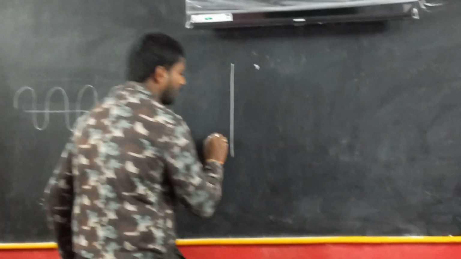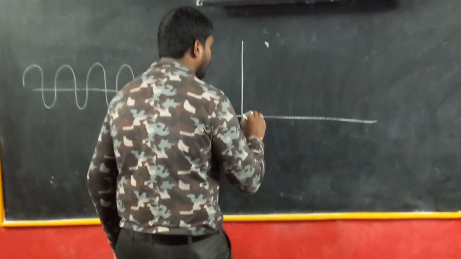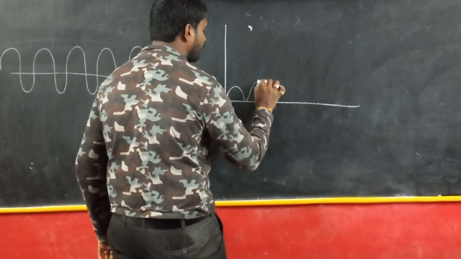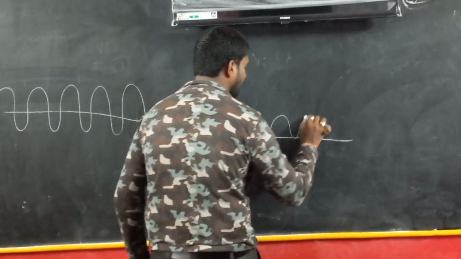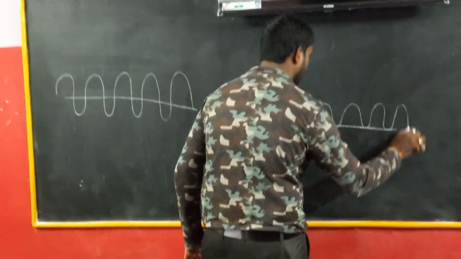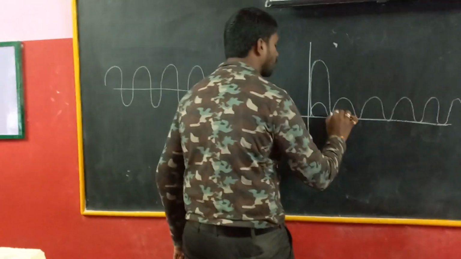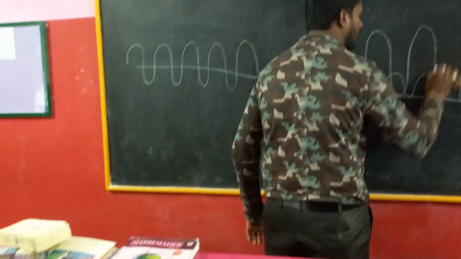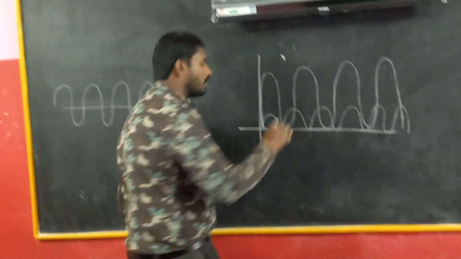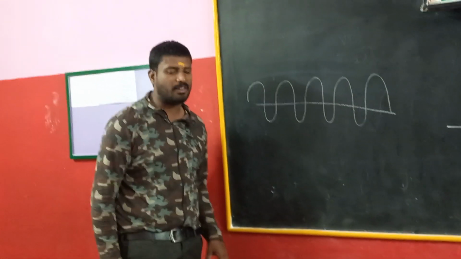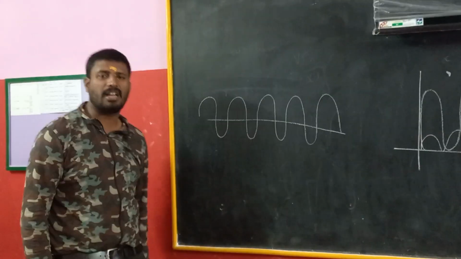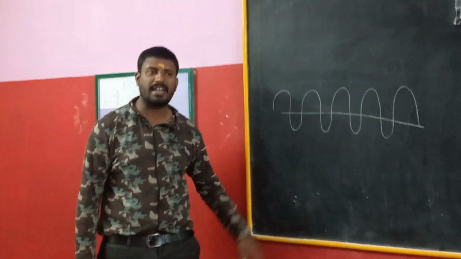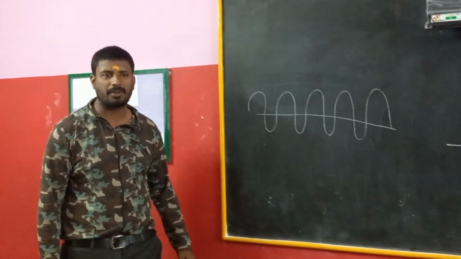Let us consider the electric field on the x-axis and the magnetic field on the y-axis. The diagram will be like this, because electric field and magnetic field are always perpendicular to each other.